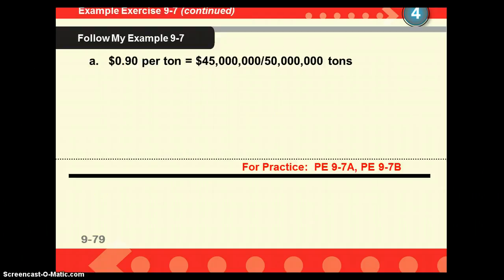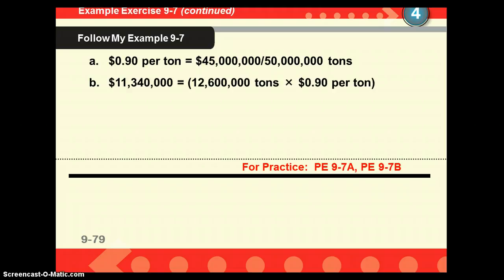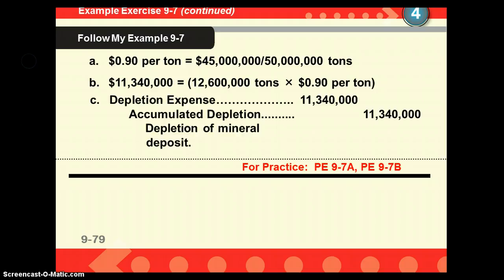For letter A, you should have gotten 90 cents per ton. The $45 million total divided by the 50,000 tons that the mine is worth will give you 90 cents per ton. For letter B, we had 90 cents per ton times the 12,600,000 tons means an expense of $11,340,000. Then we do our depletion entry, depletion expense of $11,340,000, and accumulated depletion.